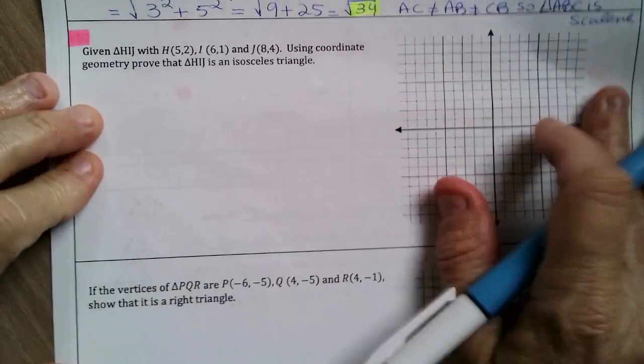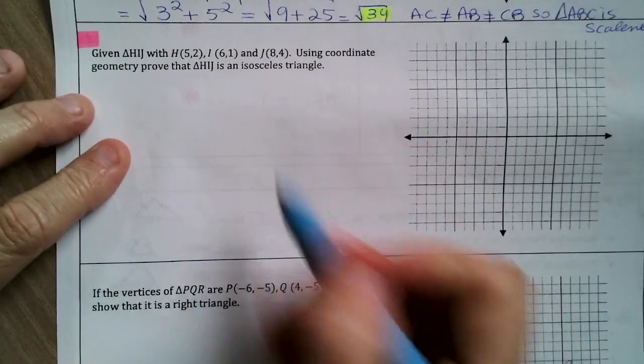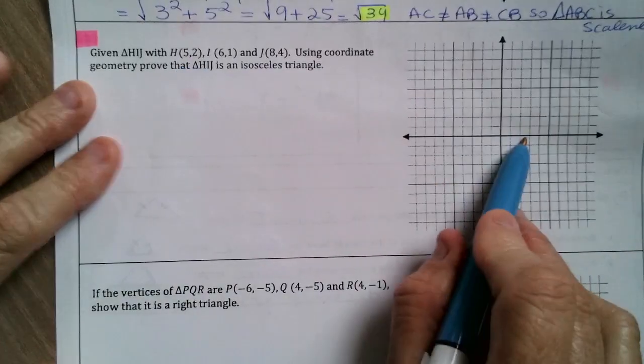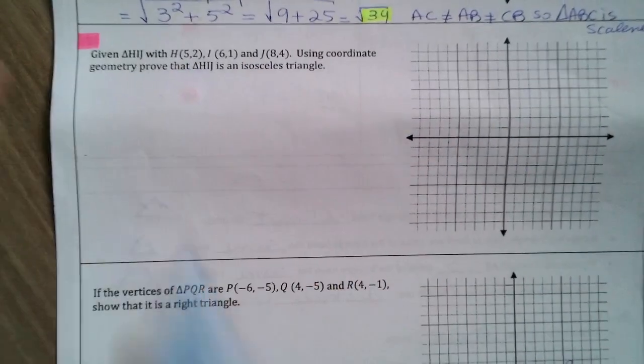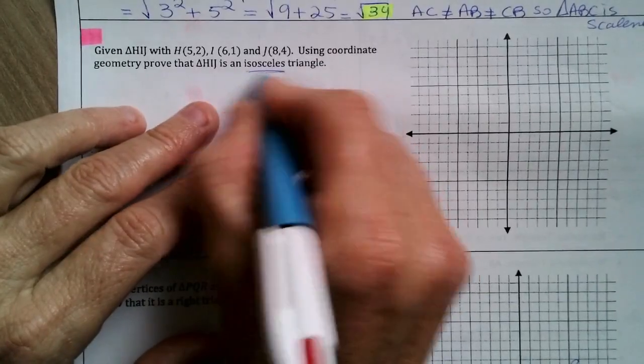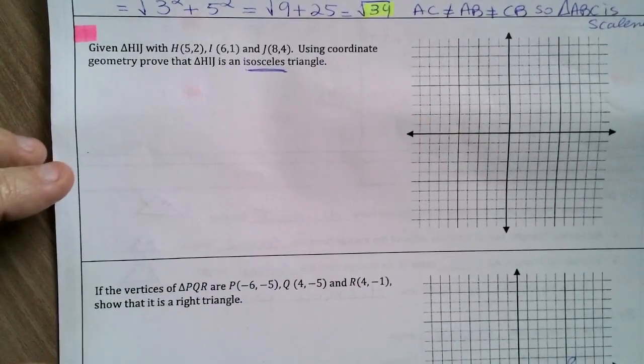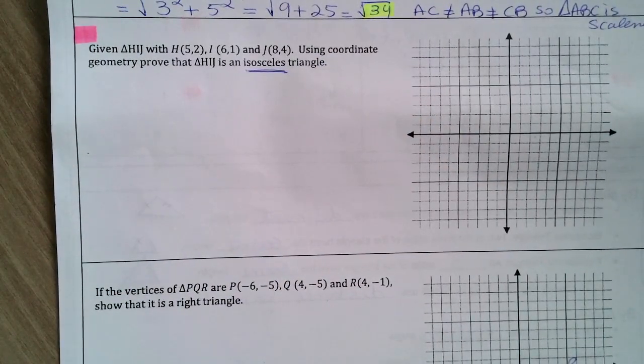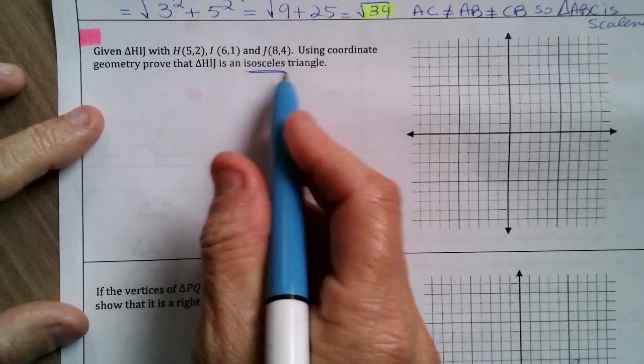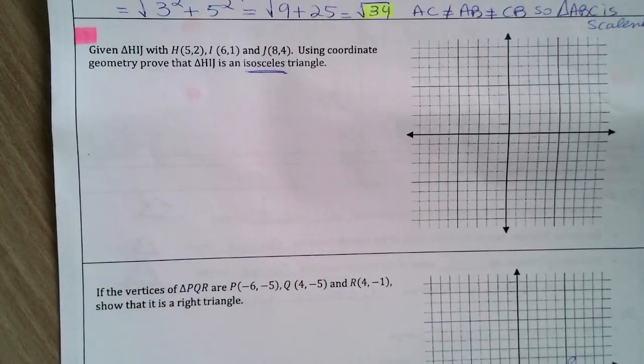Okay, this one I'm going to ask you to do. So you're going to graph it out. Once you graph it out, you'll be able to see, we're trying to show that it's isosceles, right? So you're going to be able to see the base and the two legs. Then you have to make sure that the two legs have the same length by using the distance formula, okay?